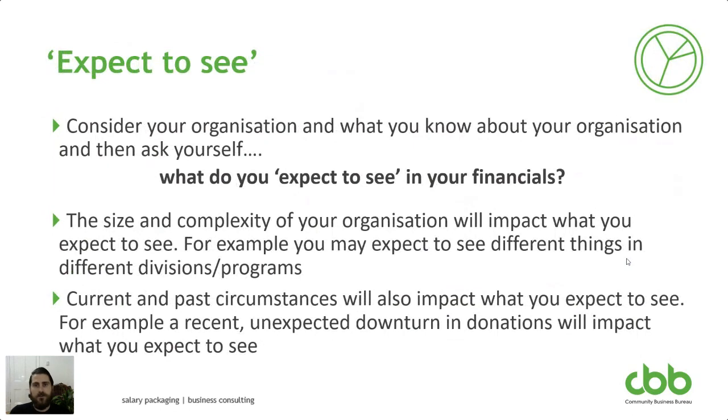So consider your organisation and what you know about your organisation, and then ask yourself, what do you expect to see in the financials? The size and complexity of your organisation will of course impact what you expect to see. For example, you may expect to see different things in different divisions or programs. Equally, current and past circumstances will also impact what you expect to see. So for example, a recent or unexpected downturn in donations may affect what you expect to see.